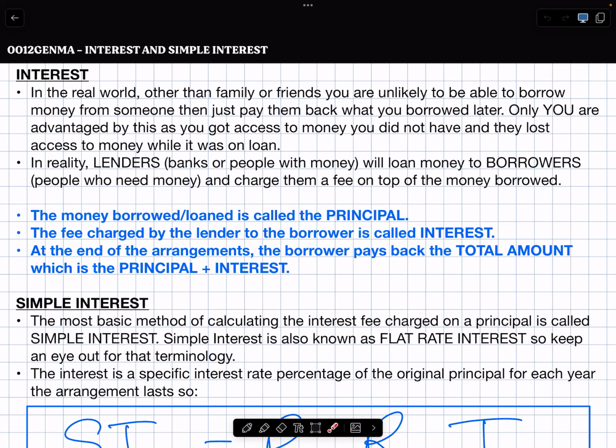Okay, in the real world, other than with family or friends, you are unlikely to be able to borrow money from someone, then just pay them back what you borrowed later, because only you are advantaged by that. How are you advantaged? You got access to money you didn't have, and they lost access to money that they had for a period of time, while it was on loan.